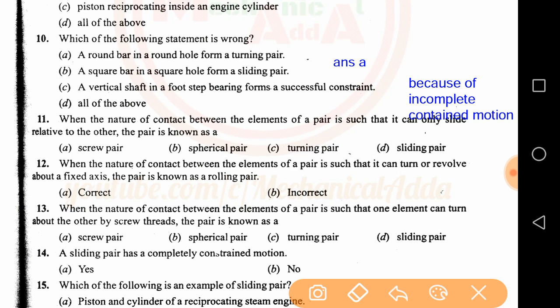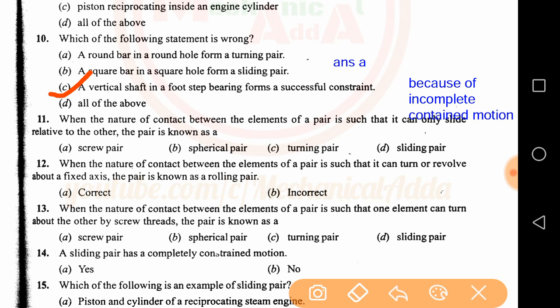Which of the following statements is wrong? A round bar in a round hole forms a turning pair. A square bar in a square hole forms a sliding pair. A vertical shaft in a footstep bearing forms a successful constraint. All of the above. Option C is correct. This is wrong. A vertical shaft in a footstep bearing forms a successful constraint. This is completely constrained motion.